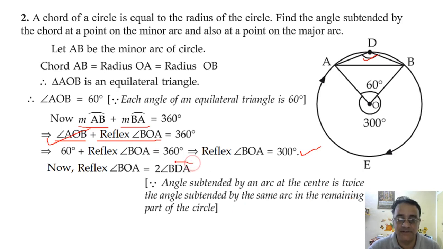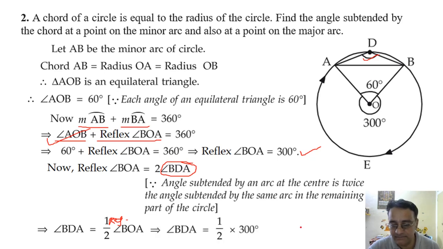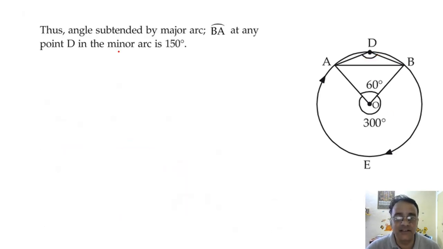So the value of this angle is half of the reflex angle. Okay, this is the reflex angle. So half into 300. What is the final answer? 150 degrees. So we got the answer that the angle subtended by the major arc at any point D in the minor arc is 150 degree.